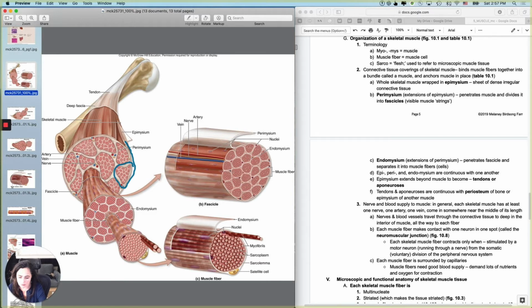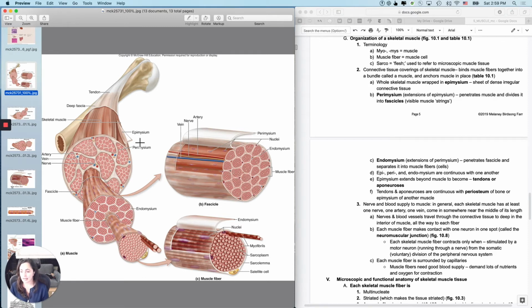But then I'm going to fold it around here and wrap it around an individual cell, and then it's endomysium. So the endomysium wraps around individual muscle fibers or muscle cells. And the epi, the peri, and the endo are all continuous with one another.